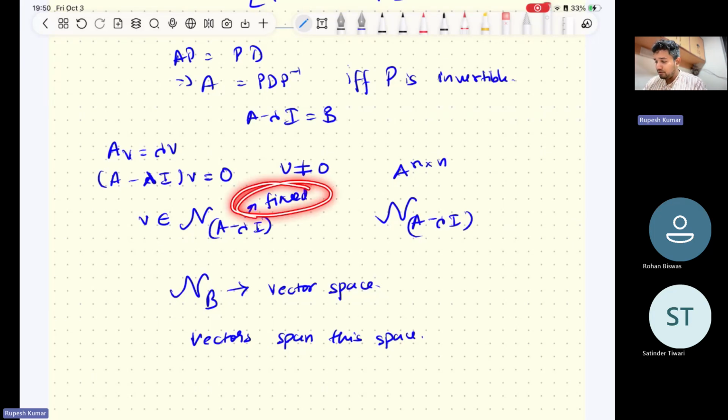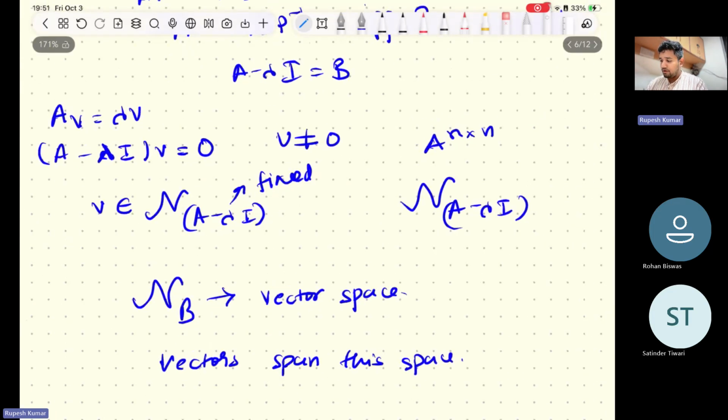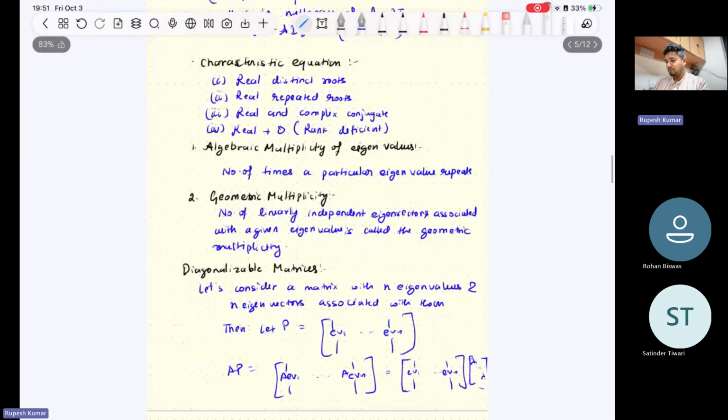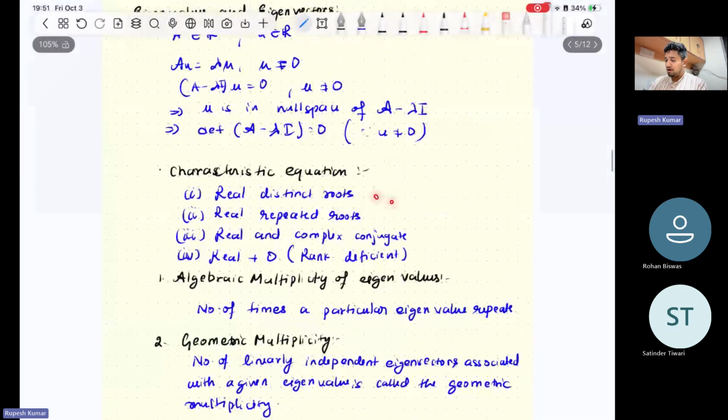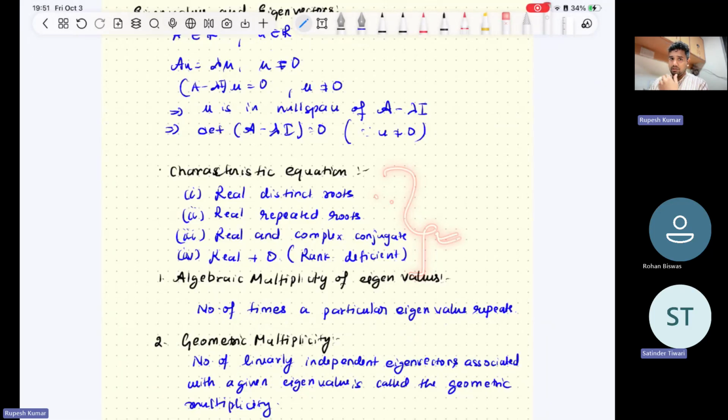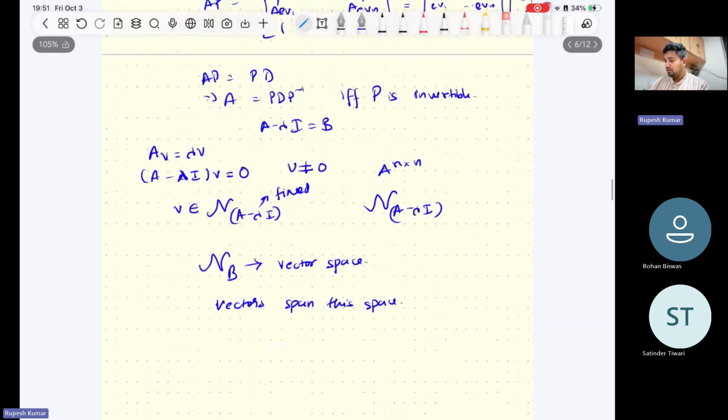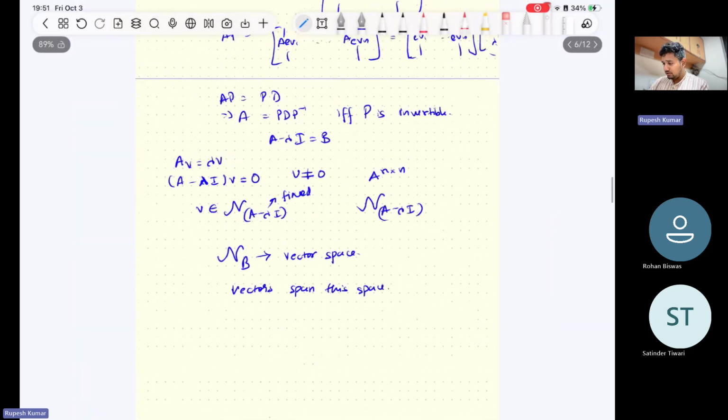So that dimensionality, the number of linearly independent vectors that can span that space, is essentially the geometric multiplicity of that fixed lambda value. Is the definition of geometric multiplicity clear, everyone? You can have multiple vectors that lie in the null space of this matrix B. So this is the idea of geometric multiplicity. Then algebraic multiplicity, I think you all are familiar with: how many times the root is repeated, the repeated eigenvalues. So this is pretty clear.